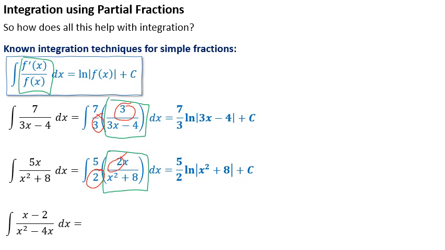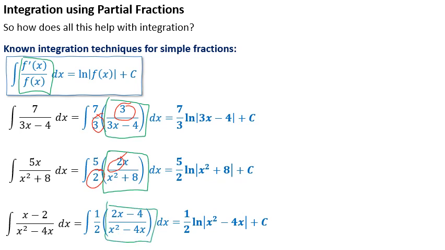With the last one, it almost matches again, but in this case, x squared minus 4x differentiates to 2x minus 4. We've only got 1x minus 2. So I'm going to double the numerator so that it matches. But in order to do that, I had to also halve, otherwise the integral would not be equal to the original integral. And the final result will therefore be half of ln of the denominator.